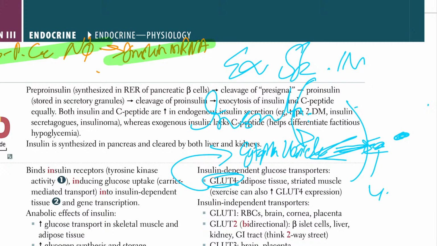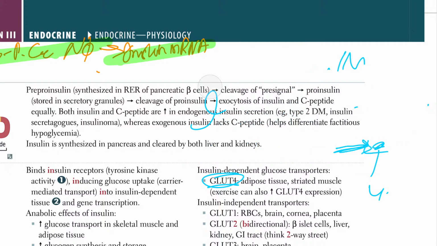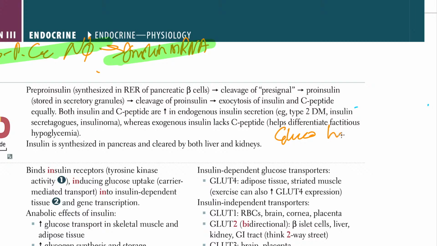Okay, that's GLUT4. Let's talk about one thing about glucose. Glucose goes from a higher concentration to a lower concentration, with the help of a transporter, which is your GLUT, all the GLUTs, right?